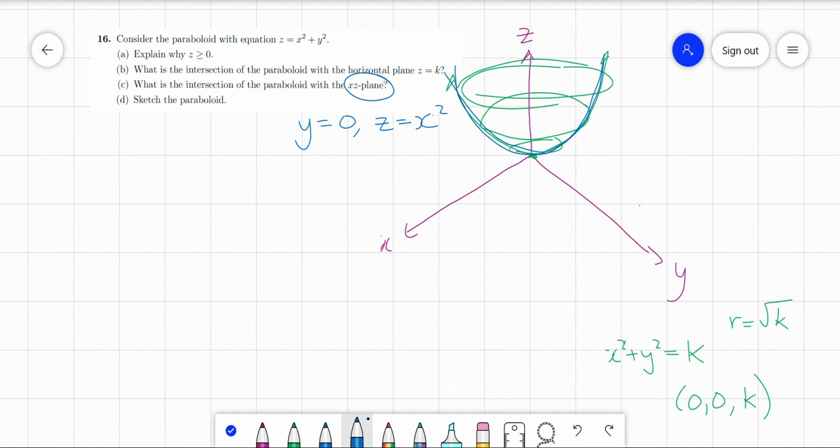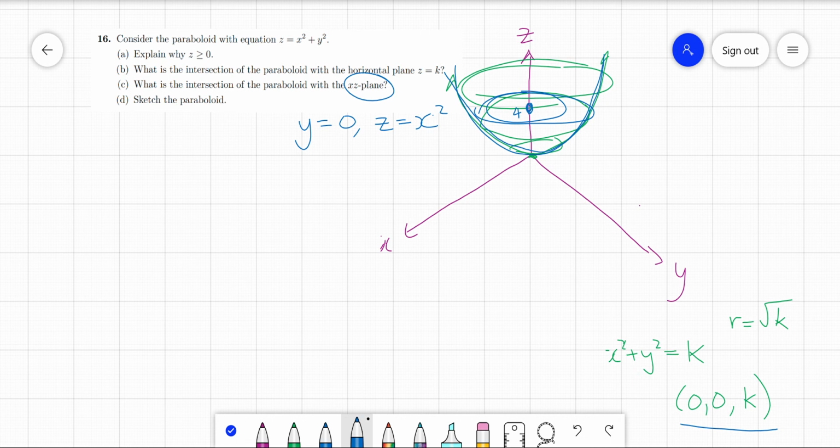So if we're looking at the intersection of the paraboloid with the horizontal plane, z equals k, remember the center of each circle is 0, 0, k. So, for example, say we had x squared plus y squared equals 4. So the center would be 0, 0, 4 of this circle. Let's put the 4 there. And the radius would be 2.